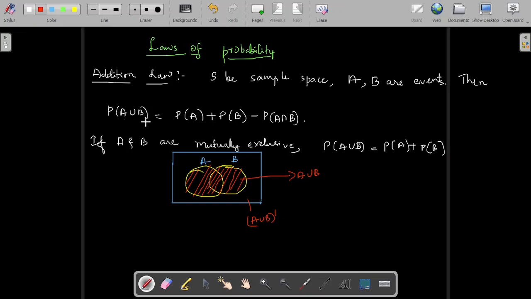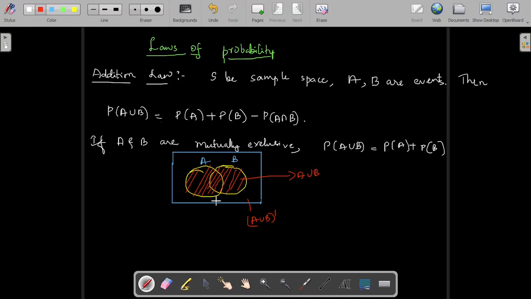I had already explained the terminologies in the previous video. So A union B means either A or B, or at least one of A or B. So the probability of either A or B is given by P of A plus P of B minus P of A intersection B. This is called the addition law.